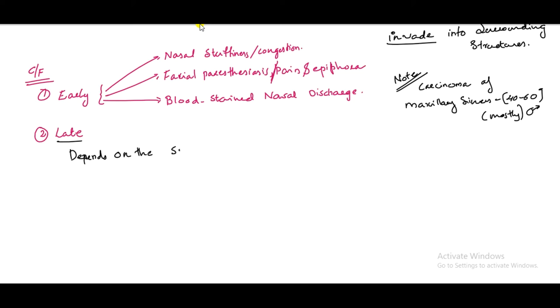One of the points we need to mention is that carcinoma of the maxillary sinus is mostly seen in male patients aged 40 to 60 years. The late symptoms depend on the spread of the tumor. So I'm here drawing a sagittal section of a patient who has a tumor in the maxillary sinus.